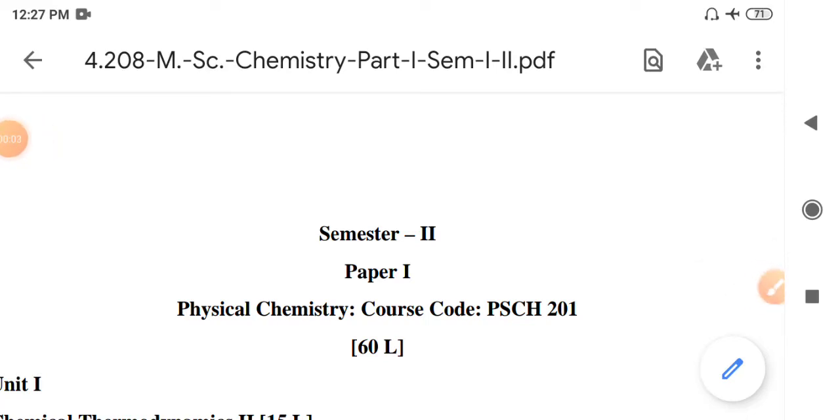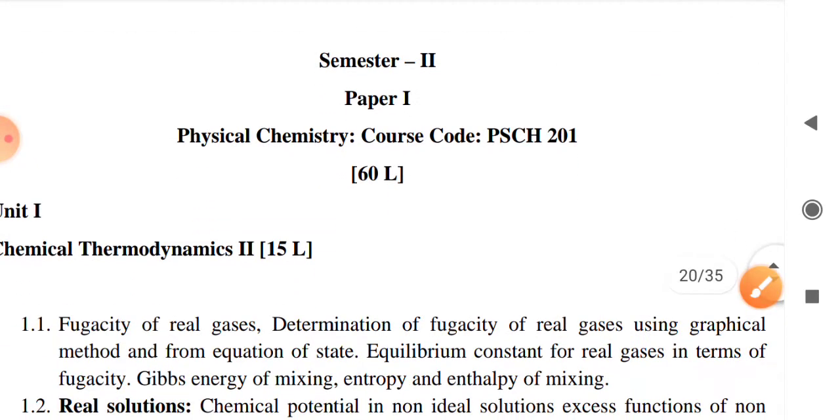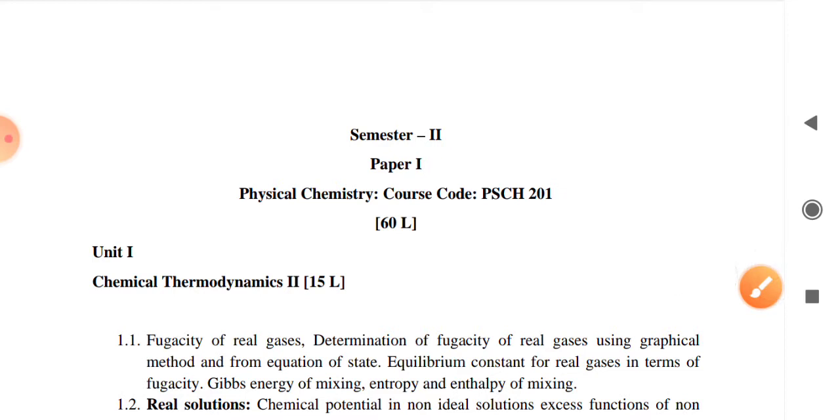Welcome to the first lecture of semester 2 physical chemistry. So in this lecture we will try to see the syllabus for semester 2.